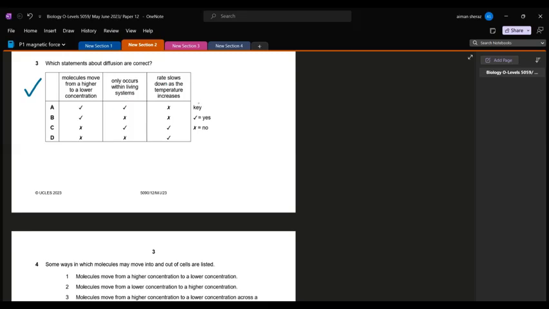Rate slows down as the temperature increases. This is false. Because as temperature increases, particles gain kinetic energy and they can move faster, increasing the rate. So B is the correct option.